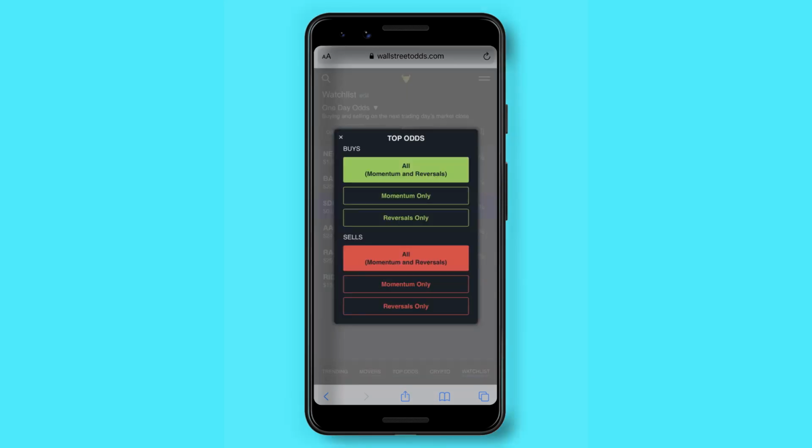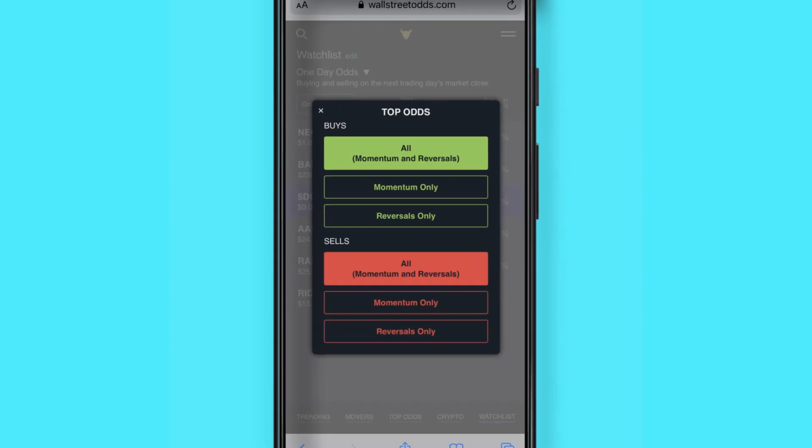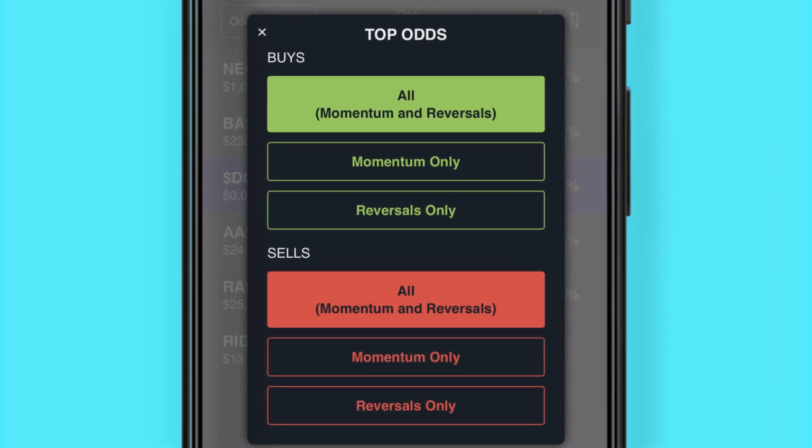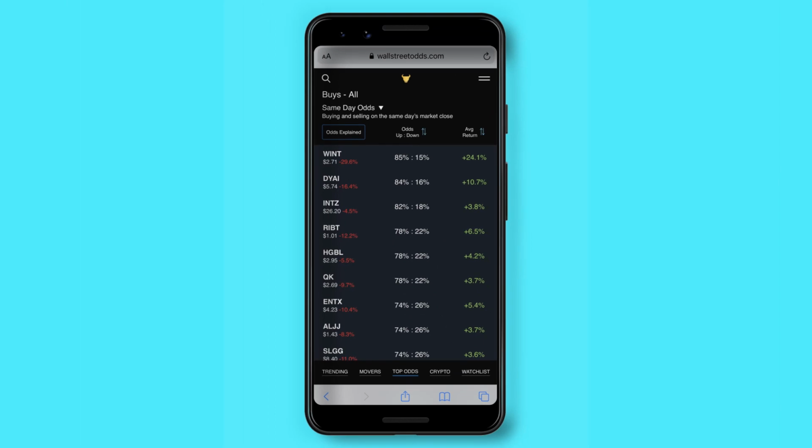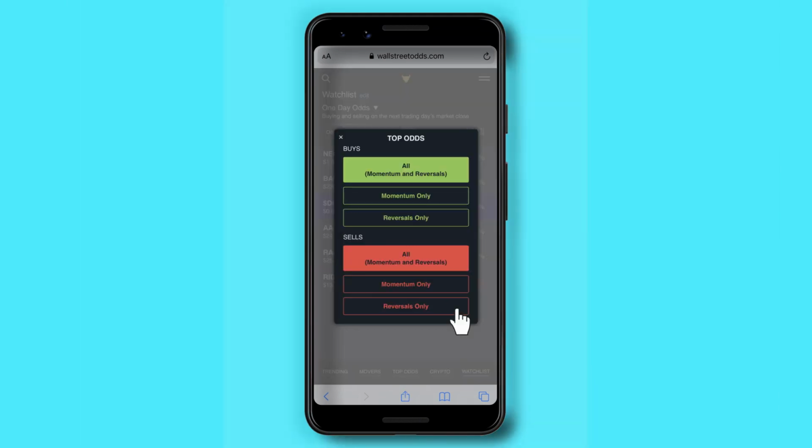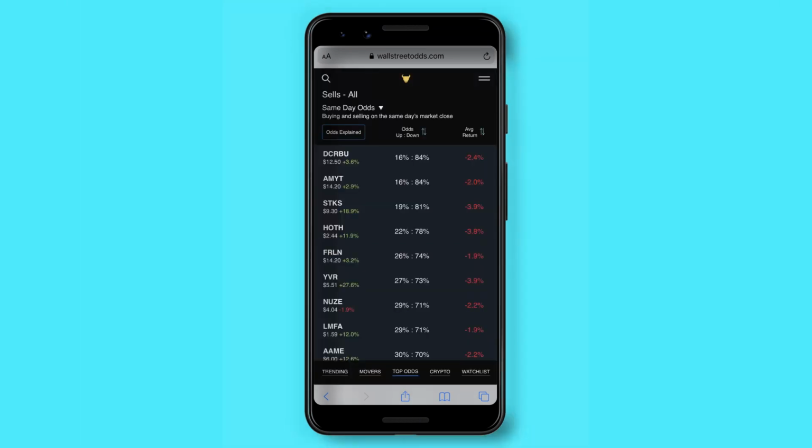Next, if you're looking for new trade ideas, our curated top odds list provides you 6 lists, 3 buy lists, and 3 sell lists. Within these lists, we've included the stocks that have historically moved up the most after a move equivalent to today's move, and the stocks that have historically moved down the most after a move equivalent to today's move. We'll dive deeper into the different lists in another video.